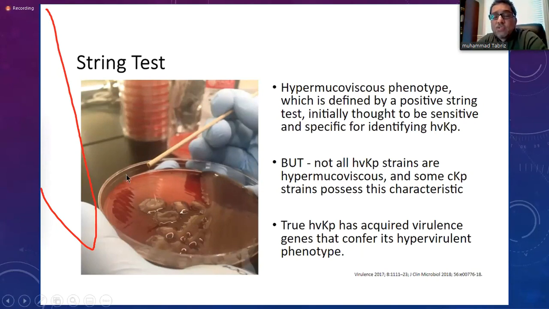The hyperviscosity is not very specific to this particular hypervirulent Klebsiella pneumoniae. Some of the classical Klebsiella pneumoniae that we see most of the time can also possess this characteristic. So it's not very specific, but you should think about it when you have multiple sites of infection from Klebsiella, or even one unusual site of infection, liver or brain or so on. You think about other sites, you have to start looking for other sorts of infection.